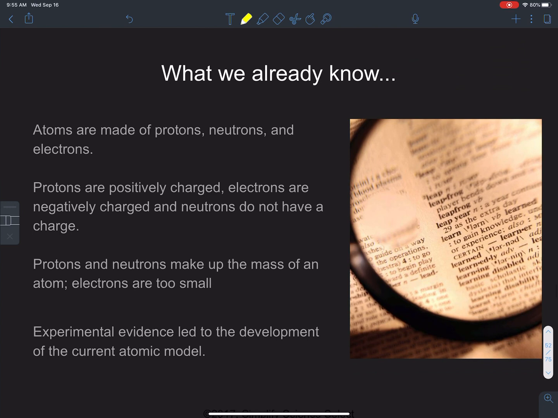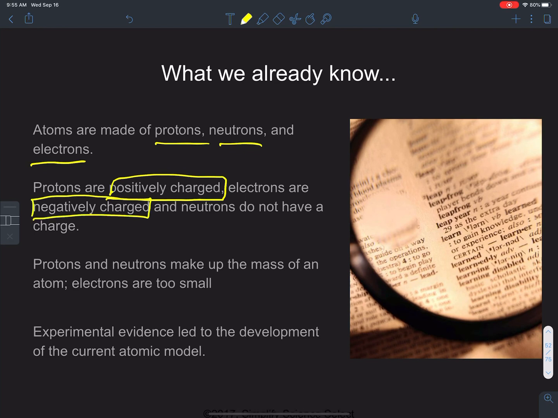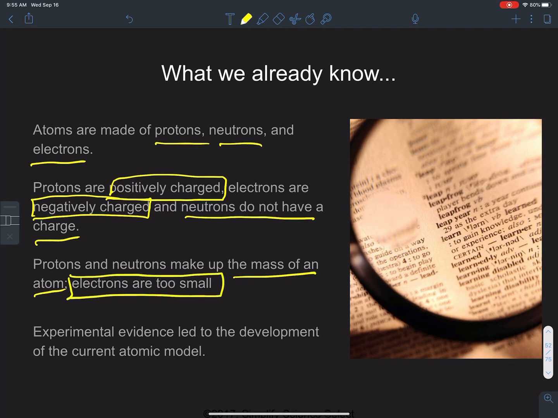What you should already know from our previous lessons coming into this one is that atoms are made of protons, neutrons, and electrons. You should know that protons are positively charged, electrons are negatively charged, and neutrons do not have a charge. Protons and neutrons make up the total mass of an atom because electrons are too small to add up to a measurable mass.